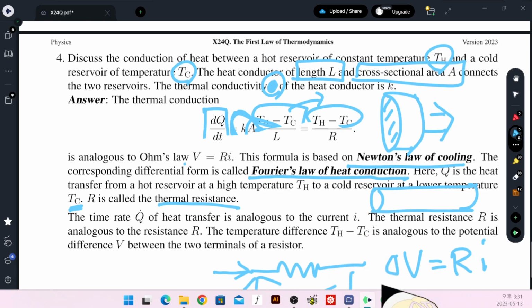That's the reason why the algebra of heat transfer is almost identical to the computation of current passing through a resistor. Okay, that's it.